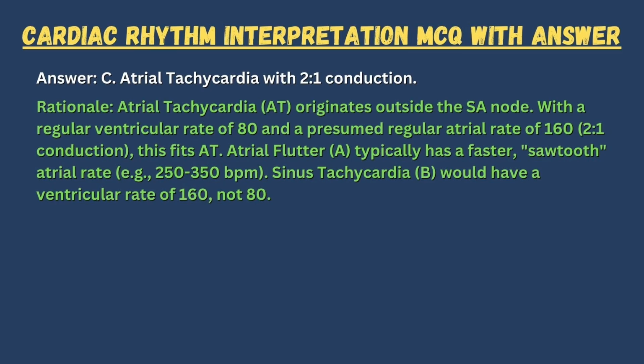Rationale. Atrial tachycardia originates outside the SA node, with a regular ventricular rate of 80 and a presumed regular atrial rate of 160, 2:1 conduction. This fits. Atrial flutter, A, typically has a faster, sawtooth atrial rate, for example 250 to 350 beats per minute. Sinus tachycardia, B, would have a ventricular rate of 160, not 80.